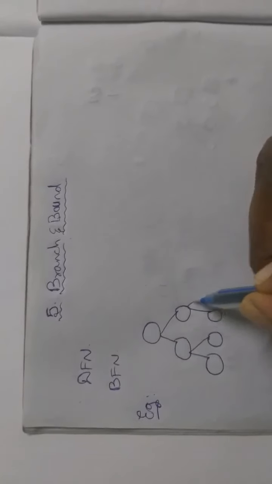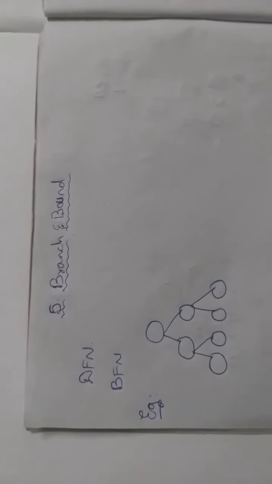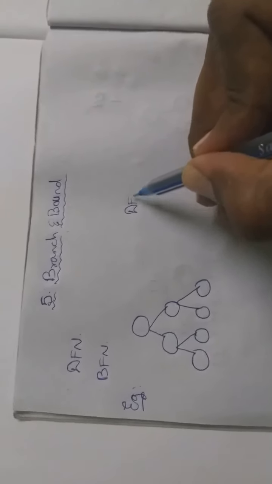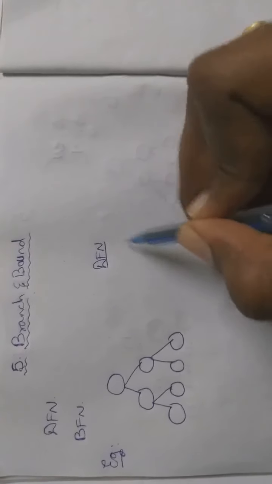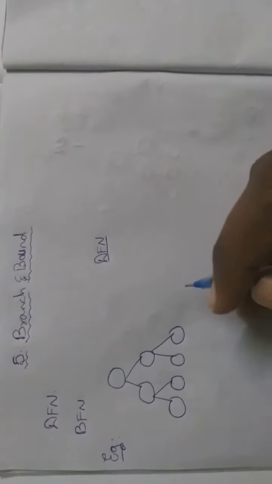Just to revise for you, if you forget what is meant by depth first node generation and breadth first node generation, take an example of a state space tree. For example, if we toss two coins, the resulting state space tree will be like this. If you want to generate this state space tree using depth first node generation, that is the technique we use to generate this state space tree in backtracking.